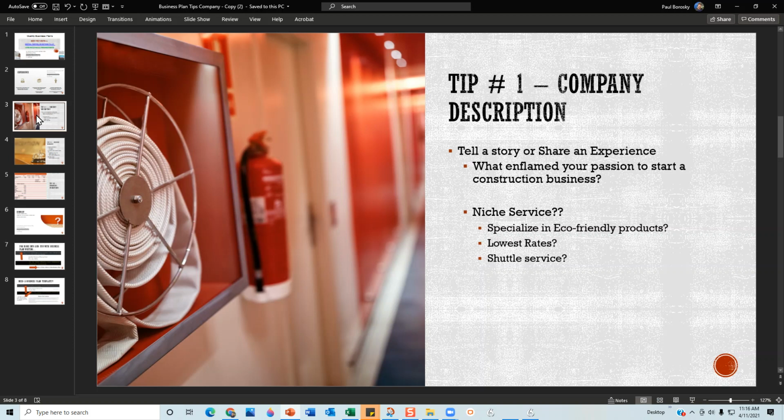Keep your scope limited. You don't want to kill your reader with more information than they need. And also, you don't want to make this section too disproportional in size as compared to the other sections of your plan. Keep it short, keep it sweet, keep it simple, but touch on your experiences and your motivating factors as to why you want to start this business, and touch on 2 or 3 reasons as to what your niche services are going to be.